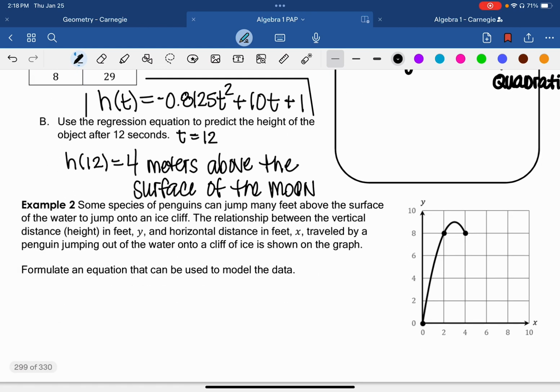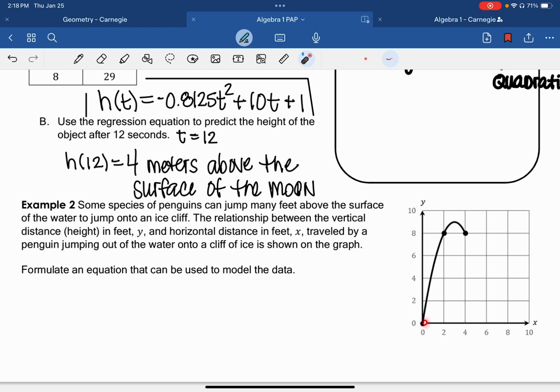All right, in example 2, what we did was write the equation based off of this graph. Some species of penguins can jump many feet above the surface of the water to jump onto an ice cliff. The relationship between the vertical distance height in feet y and the horizontal distance in feet x traveled by a penguin jumping out of the water onto the cliff of ice is shown in the graph.